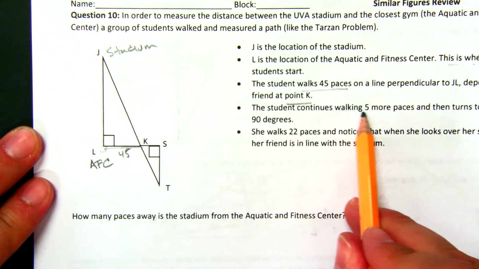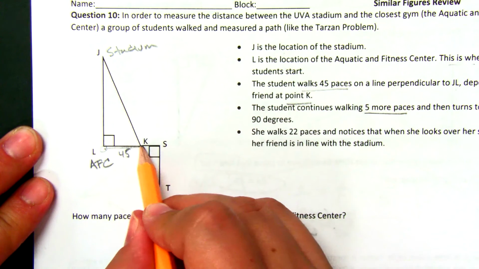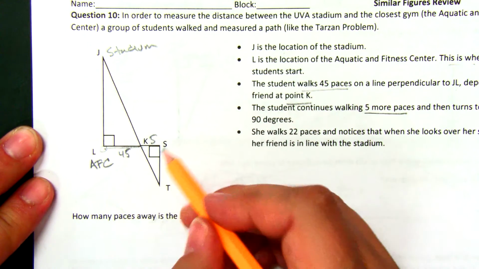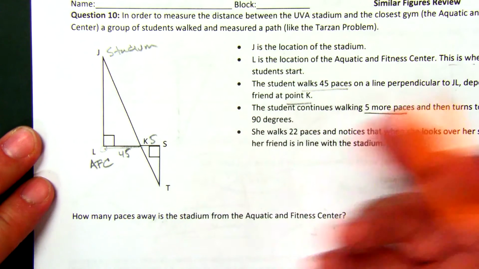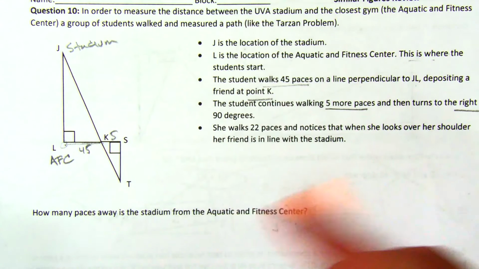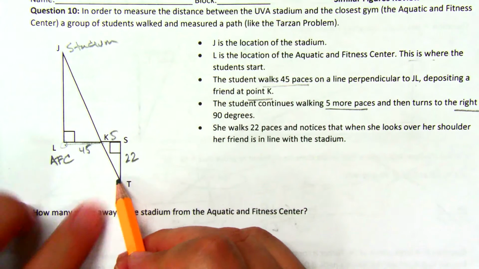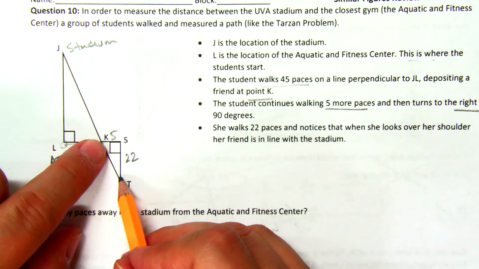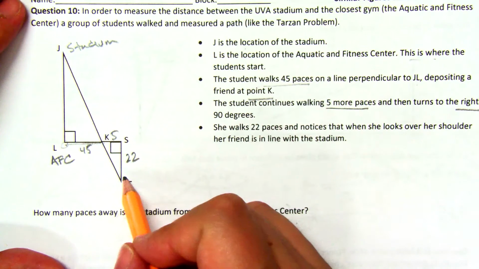The student continues walking 5 more paces, and then turns right 90 degrees. So from K to S, that's going to be the 5 paces, and then she turns right. It says right. You can't even get left and right then. And then she walks 22 paces to see that her friend at K is in line with the stadium. Okay, now we've got our 2 triangles.